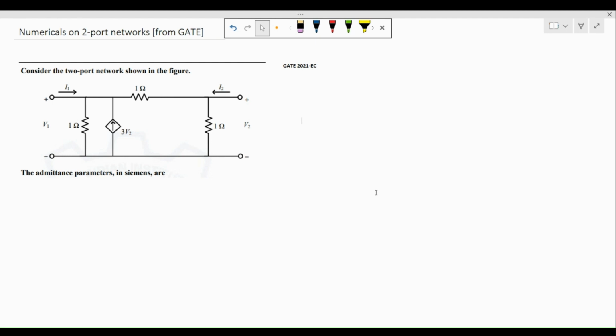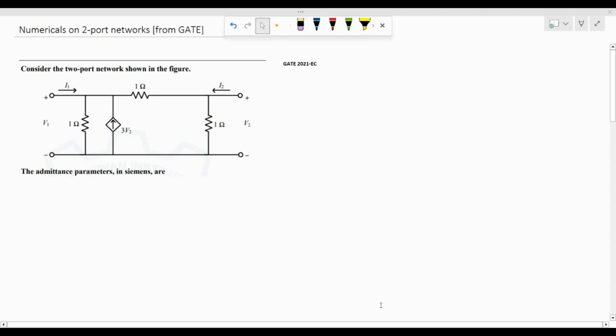So this is the first problem wherein we've been asked to compute the admittance parameters for this given network. They have given us four options to choose from. But that's okay. Let's try to compute it in the normal way, right? To begin with, we need to compute the admittance parameters, which means Y parameters, and therefore we can write out the equations as follows.